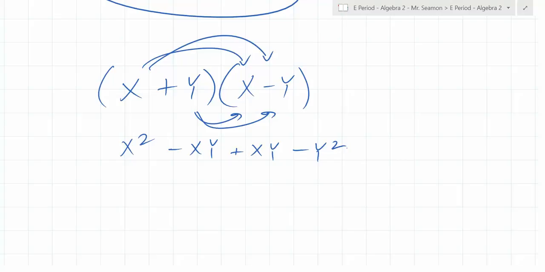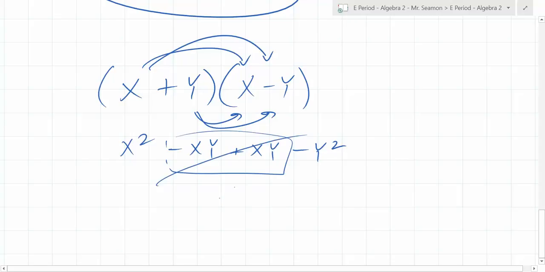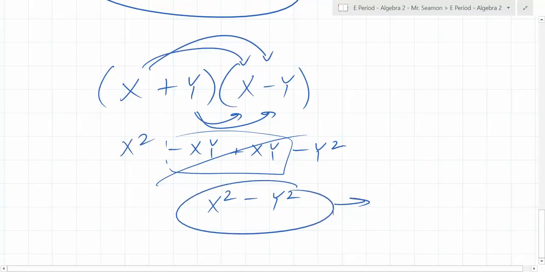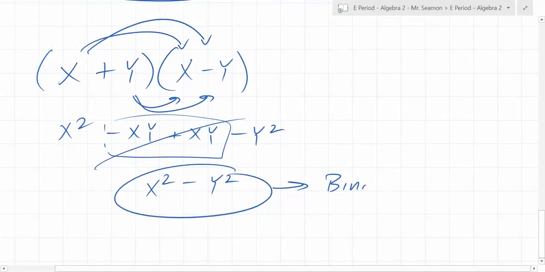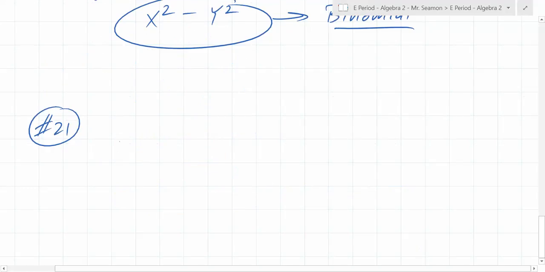What happens when you're simplifying this? Milo, what happens when you simplify this? The XY terms cancel out. Yeah, these two terms cancel out, leaving you with X squared minus Y squared. So the question says, describe why the product of the sum and difference of two terms is not a trinomial. What is this? That's a binomial. So is it a trinomial? No, because there are only two terms left. The middle two terms cancel each other out. That's why.